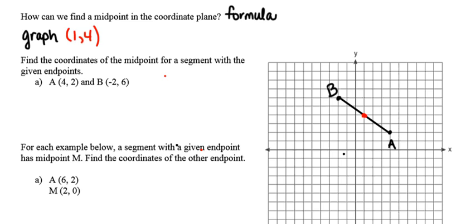And in order to do that, I'm going to go ahead and build a right triangle. As I notice, the horizontal change moving from B over to A is 6 units. The vertical change is down 4 units. So I know that the midpoint, that mid-center place on my graph, is going to have a horizontal change of 3 and a vertical change of going down 2, or negative 2.